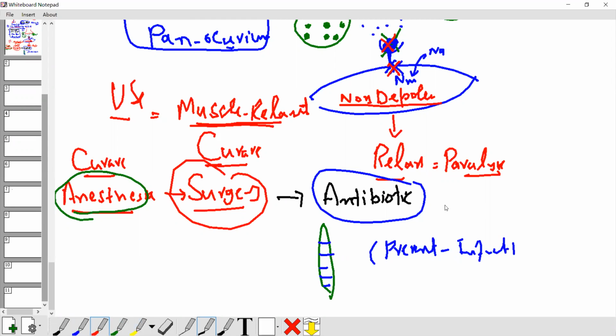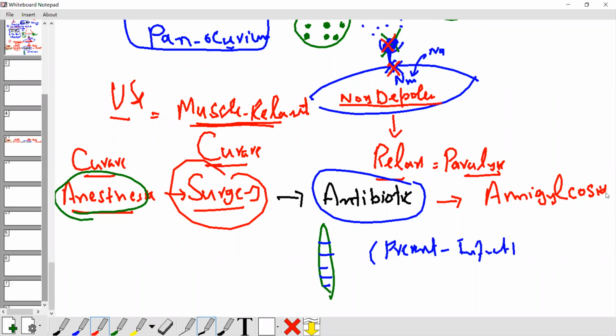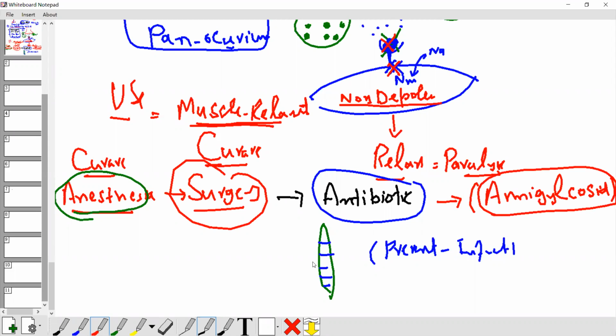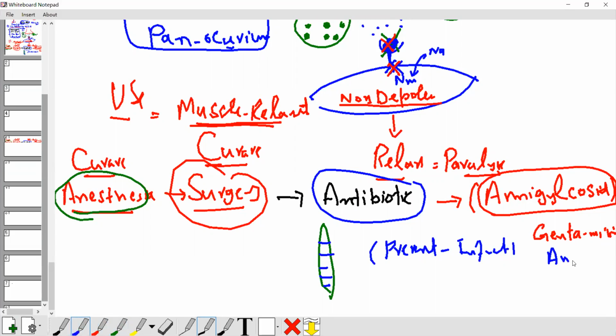So if in the patient after surgery we use an antibiotic, if we use aminoglycoside, it's one group of antibiotics, okay? In aminoglycosides we have gentamicin. Later, I will teach in the antibiotic group, okay? Amikacin. So these antibiotics we use after surgery.